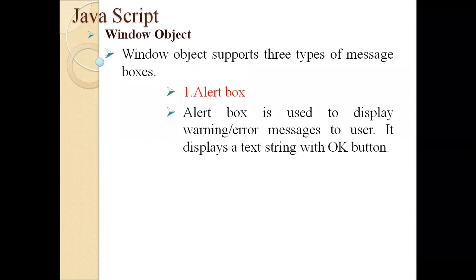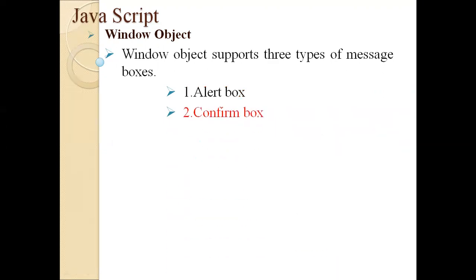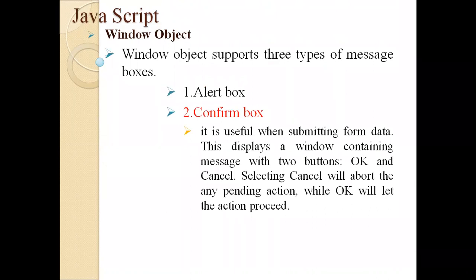Let us have a look at the alert box, what we have seen in the previous session. This alert box is used to display a warning or an error message, and it has only one OK button. Coming to the confirm box, it is used to take confirmation from the user. If we do some work and we want the browser to ask for confirmation, we use this confirm box. This confirm box consists of two buttons, OK and cancel. If you press OK, the pending work will be completed. If you press cancel, the pending work will be aborted.